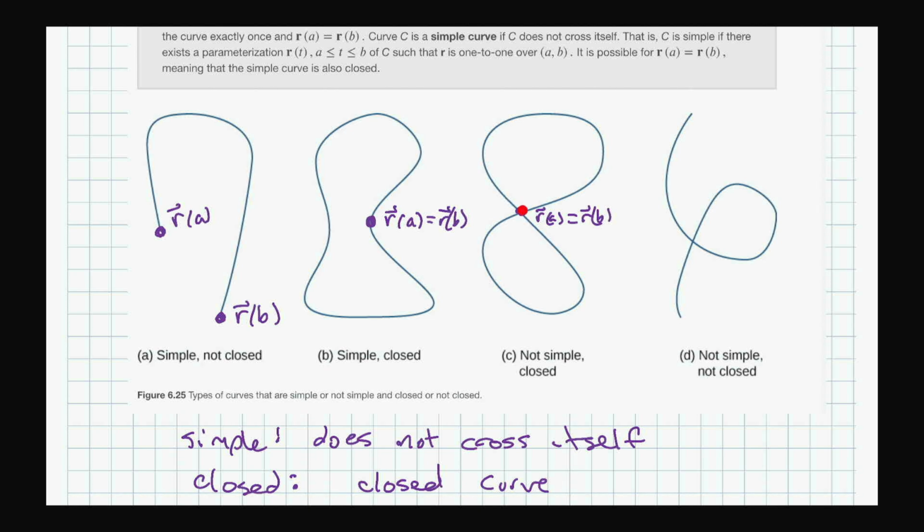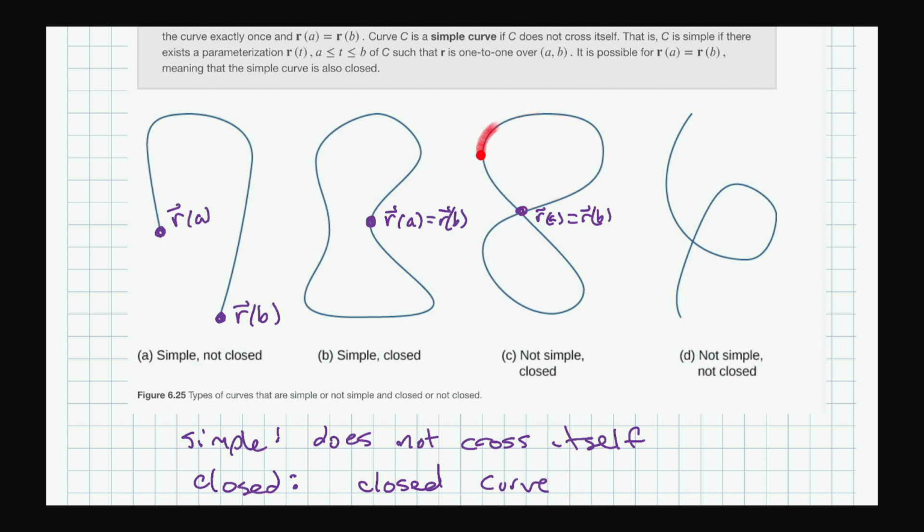But if you think about starting here, R of A hits it a second time, hits it a third time, right? If you want to go around the entire curve, it actually reaches this point 3 times. So that's what violates this condition here. So it needs to be one-to-one, but it is possible for R of A to equal R of B. That's okay. And the reason that's allowed is because they said it's one-to-one between A and B, not including A and B.